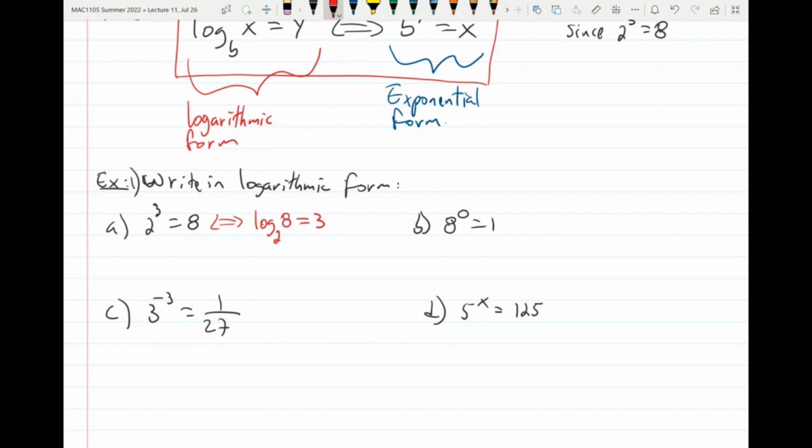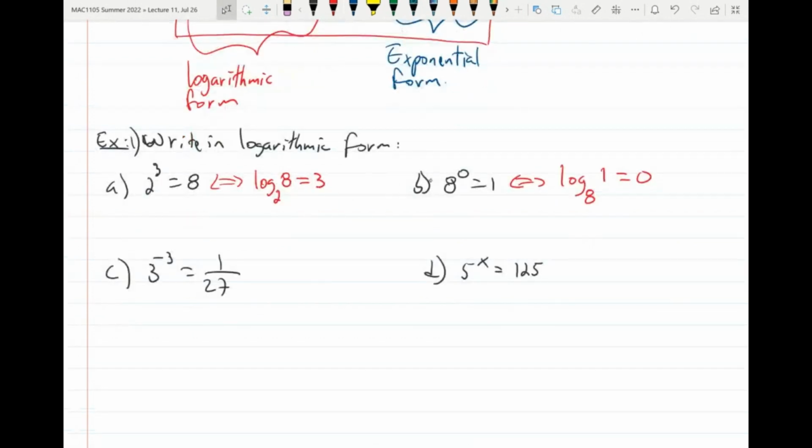Alright. How about B? Who can tell me? Log base 8 of 1 equals 0. Very good. And you can visually observe that 8 to the 0 equals 1, which coincides with this. Alright, good. Who can tell me the next one?